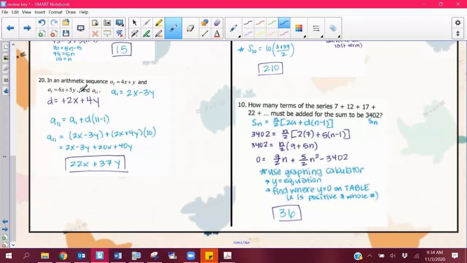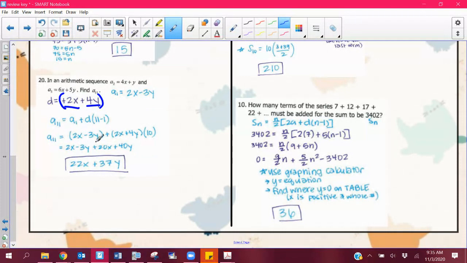Well, I went from 4x's to 6x's, so I added 2x's. And I went from 1y to 5y, so I added 4y. So now this entire thing is my common difference. So this would be the formula I would use normally. And I'm going to plug in the crazy stuff here.